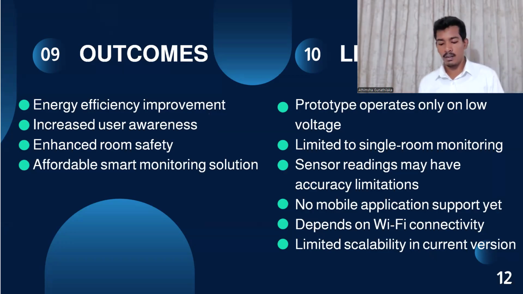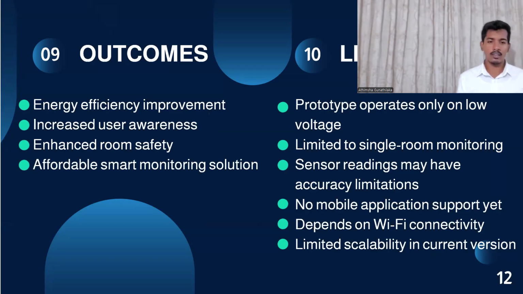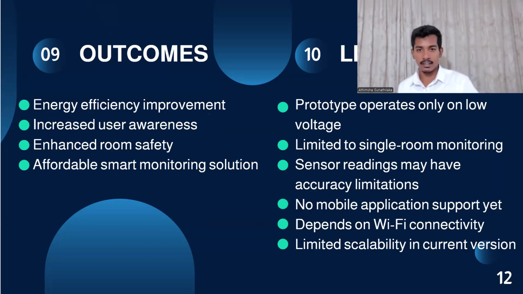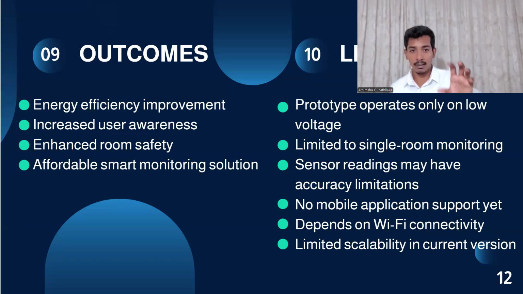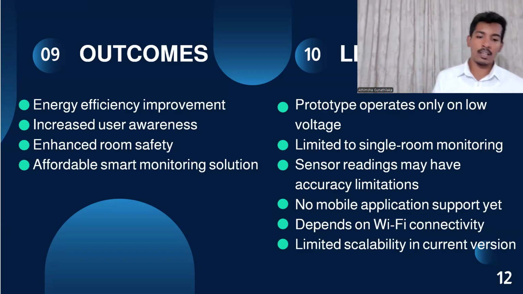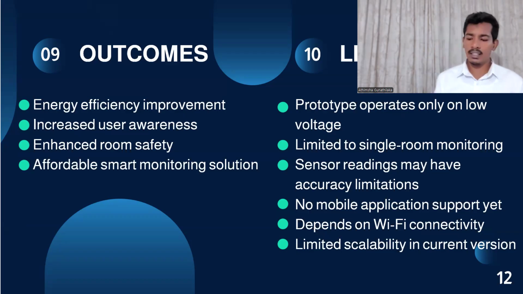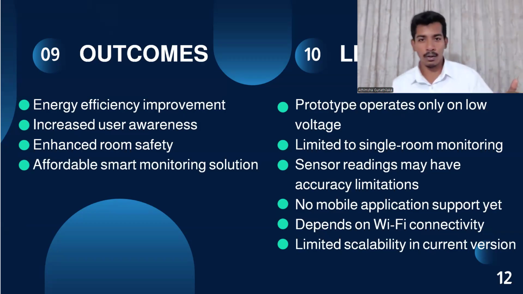On limitations, we wanted to be honest. This is still a prototype which only operates on low voltages. And there are certain constraints when it comes to sensor readings. Also, we still haven't developed a mobile application, which is our main goal at this point. And also, this system wholly depends on Wi-Fi connectivity. These are all clear targets for the next development phase, and we are really excited to bring it on. It should be called VoltLink 2.0.